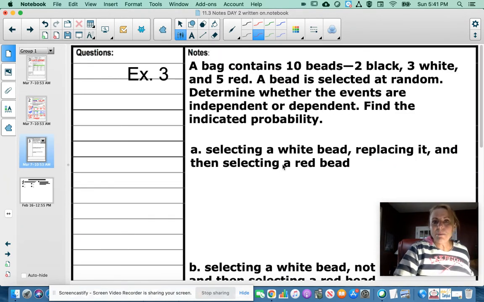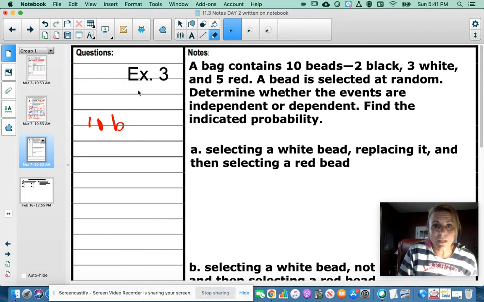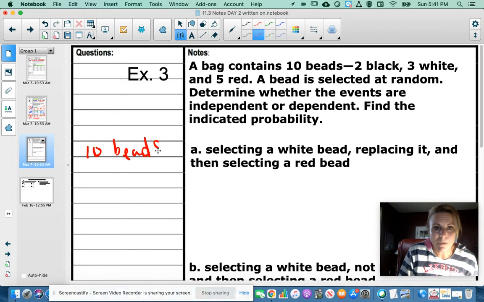Example 3. A bag contains 10 beads. There are 2 black, 3 white, and 5 red. A bead is selected at random. Determine whether the events are independent or dependent. Find the indicated probability. All right, so we have 10. I want to write this down here because I know I'm going to have to scroll down and then I'll have this right in front of me. So there are 10 beads. We said there are 2 black, 3 white, and 5 red.